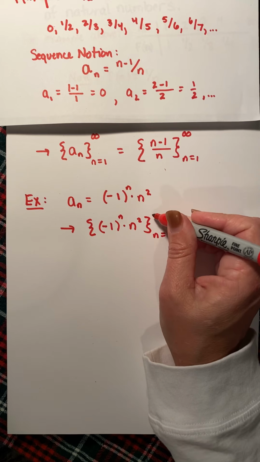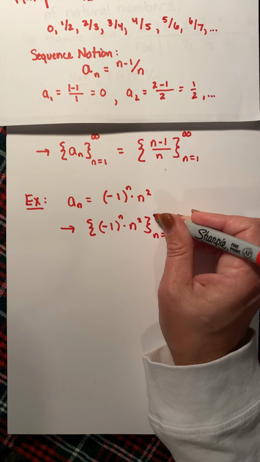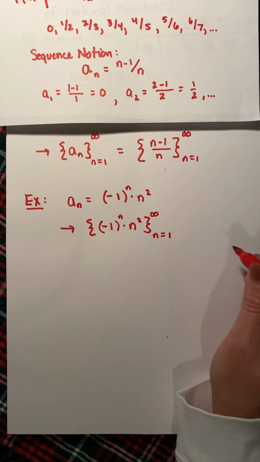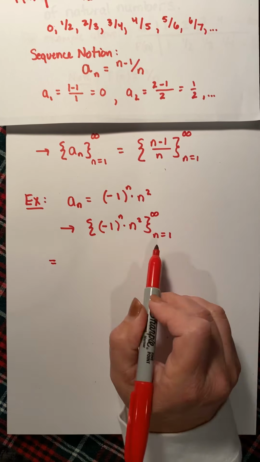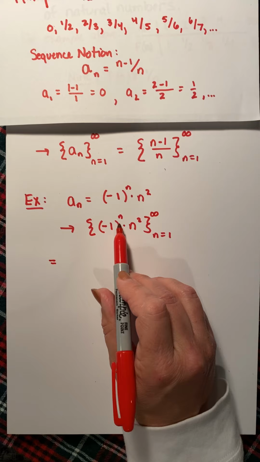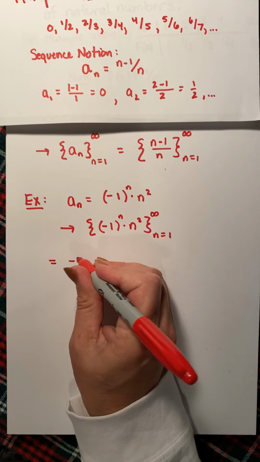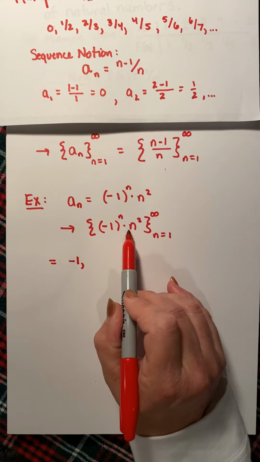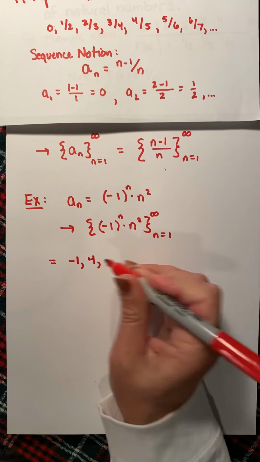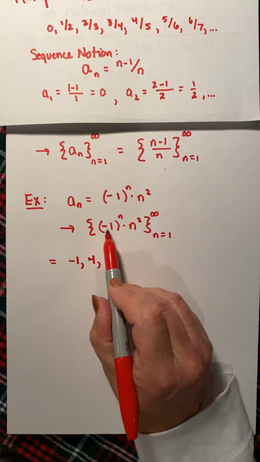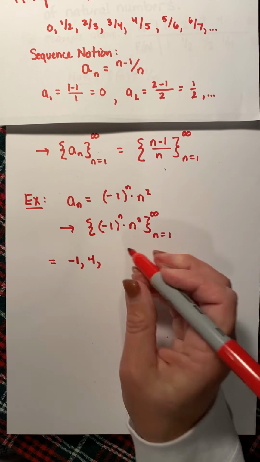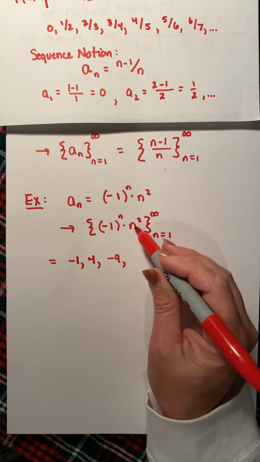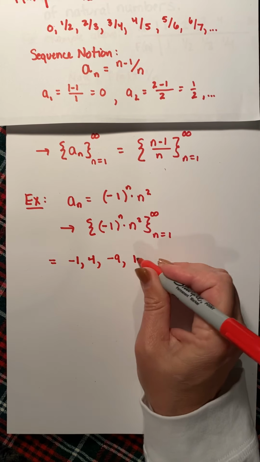We can just do a finite sequence. Maybe we only want to see the first 5 terms of this sequence, so we would put 5 here. But I like infinity. So if n was 1, -1 to the n power is -1 times 1 squared would be -1. If n was 2, (-1) squared is +1 times 4. If n was 3, we'd get -1 cubed, which would be -1 times 9. And maybe you're seeing the pattern. At 4, we're going to have 16, but this will be positive, so we'll have +16.